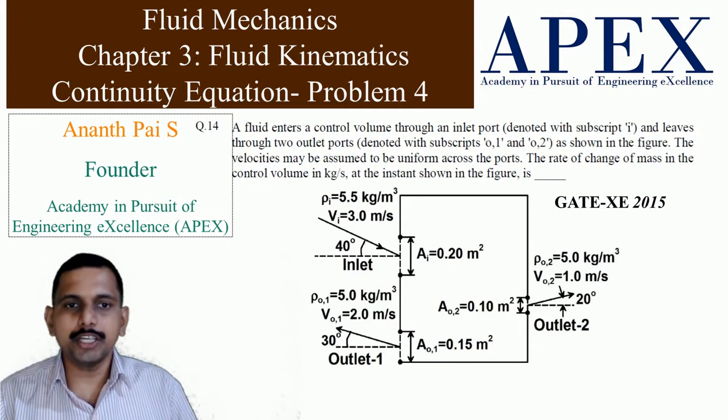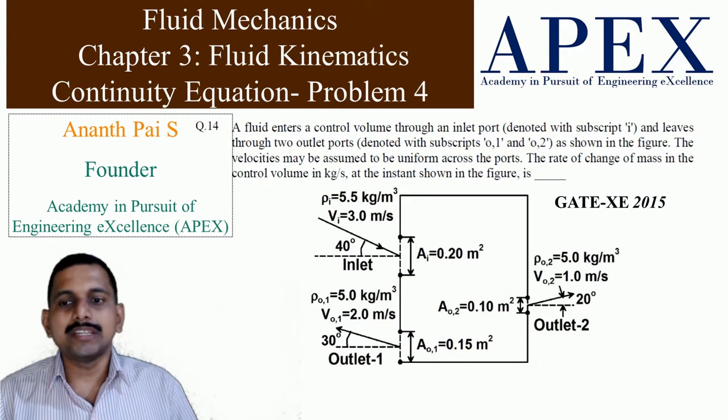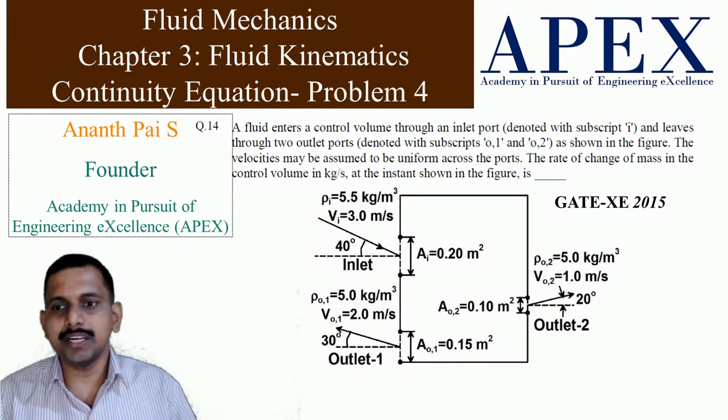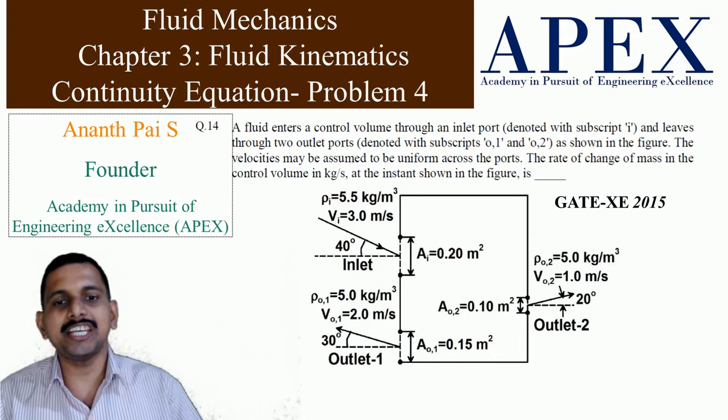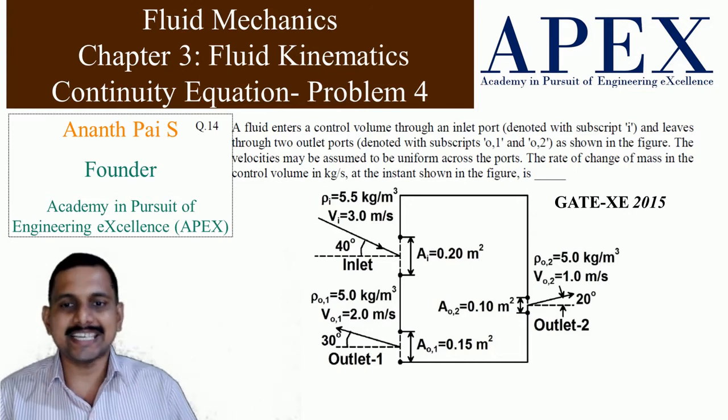Today we will continue our problems on continuity equation. In that problem 4, this question has appeared in GATE 2015. The question reads as follows. A fluid enters a control volume through an inlet port denoted by subscript I and leaves two outlet ports denoted by subscript O1 and O2 as shown in the figure. The velocities may be assumed to be uniform across the ports. The rate of change of mass in the control volume in kg per second at any instant is dash.